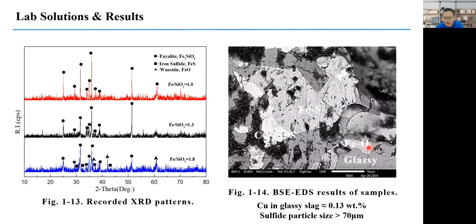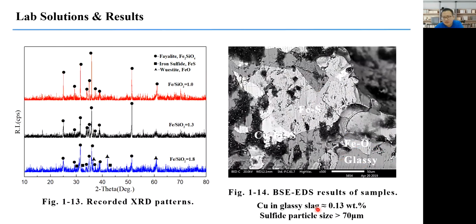Some part of the iron transfers into iron oxide. After crushing and ball milling, the iron oxide will transfer to magnetite, and it can be separated with magnetic separation. So there is also the potential of further recovery. This is the glassy phase, which will be further sent for cement preparation.